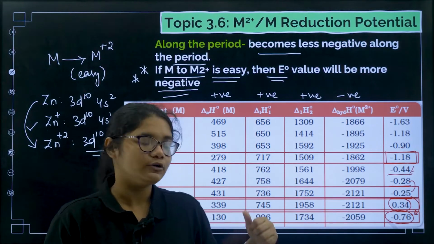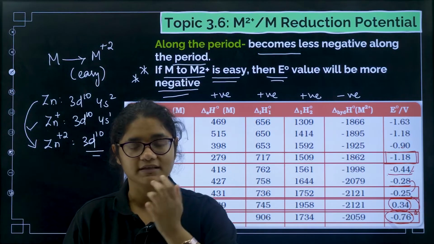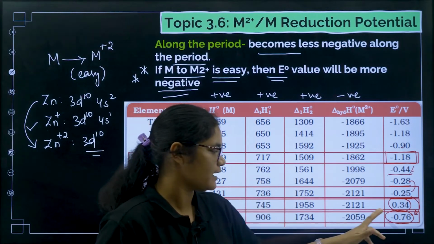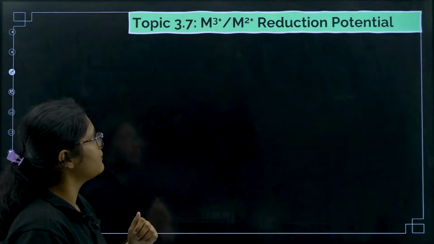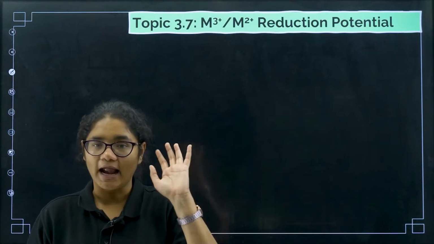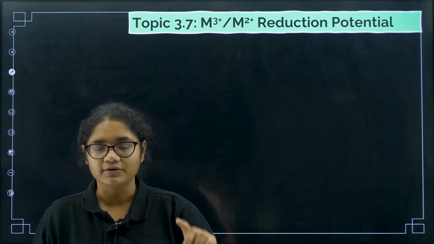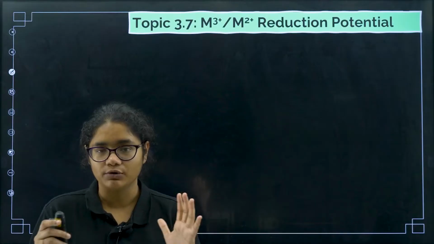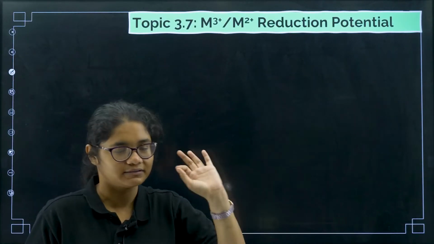Okay. Now coming to the last one, that is zinc. Here Zn to Zn2+ conversion also, the metal will easily get converted. So that is why the E naught value is becoming more negative here. Clear? Okay. Now coming to M3+ to M2+ reduction potential. This part is very, very easy if you remember the electronic configurations of these elements.